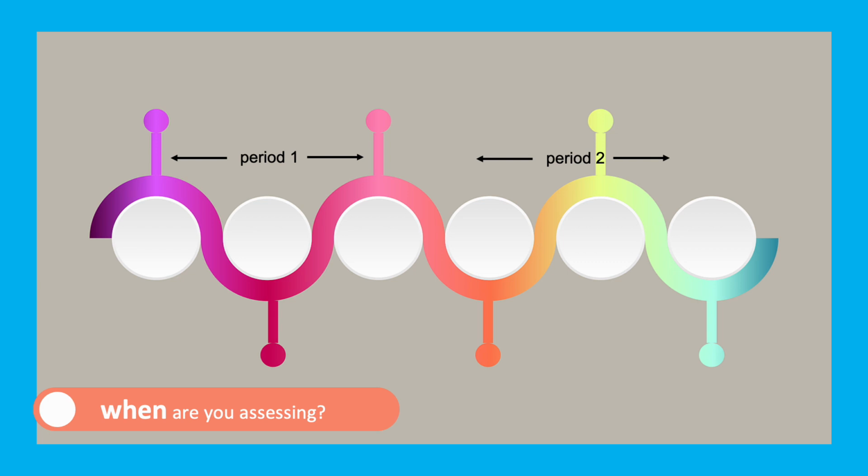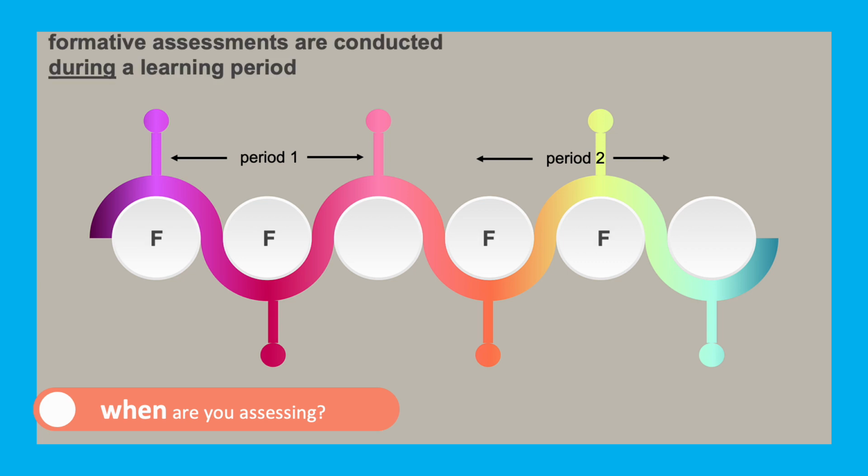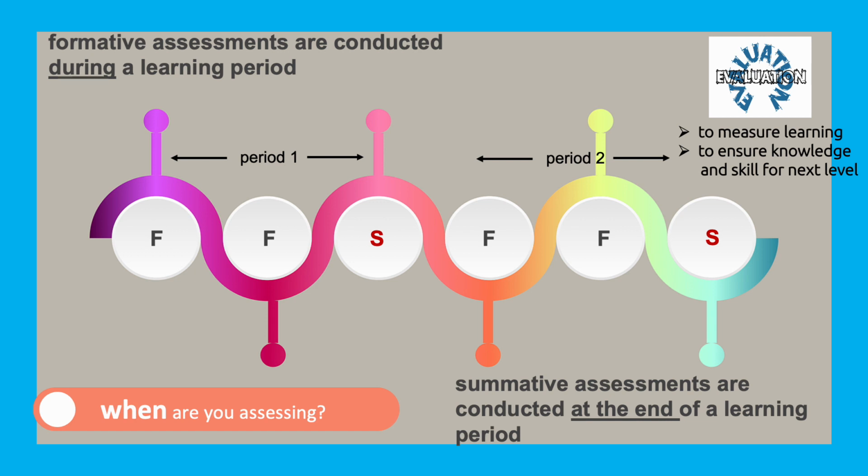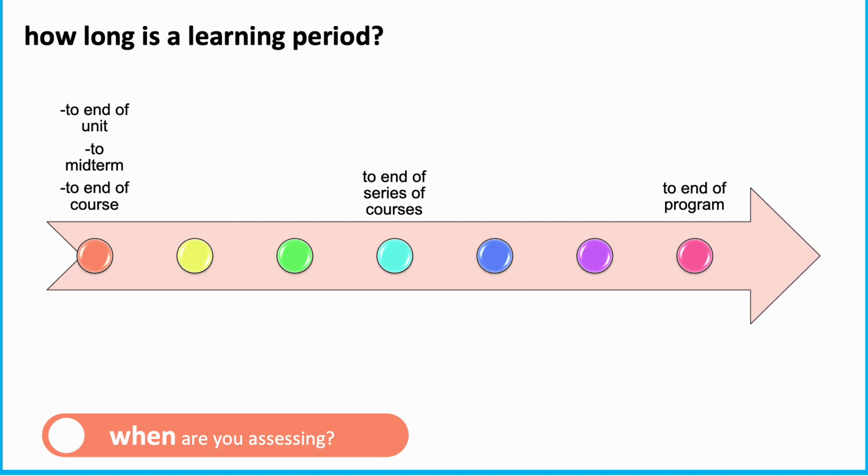To determine how you will assess student learning also depends on when you are assessing. We learned in another video that formative assessments are conducted during a learning period for the purpose of assessing student progress and offering feedback. And summative assessments are conducted at the end of a learning period to measure learning and ensure knowledge for the next skill level. But how long is a learning period after which we can conduct a summative or high-stakes assessment? It could be up to the end of a unit, to the midterm, to the end of a course, or a learning period could be to the end of a series of courses or to the end of a program.